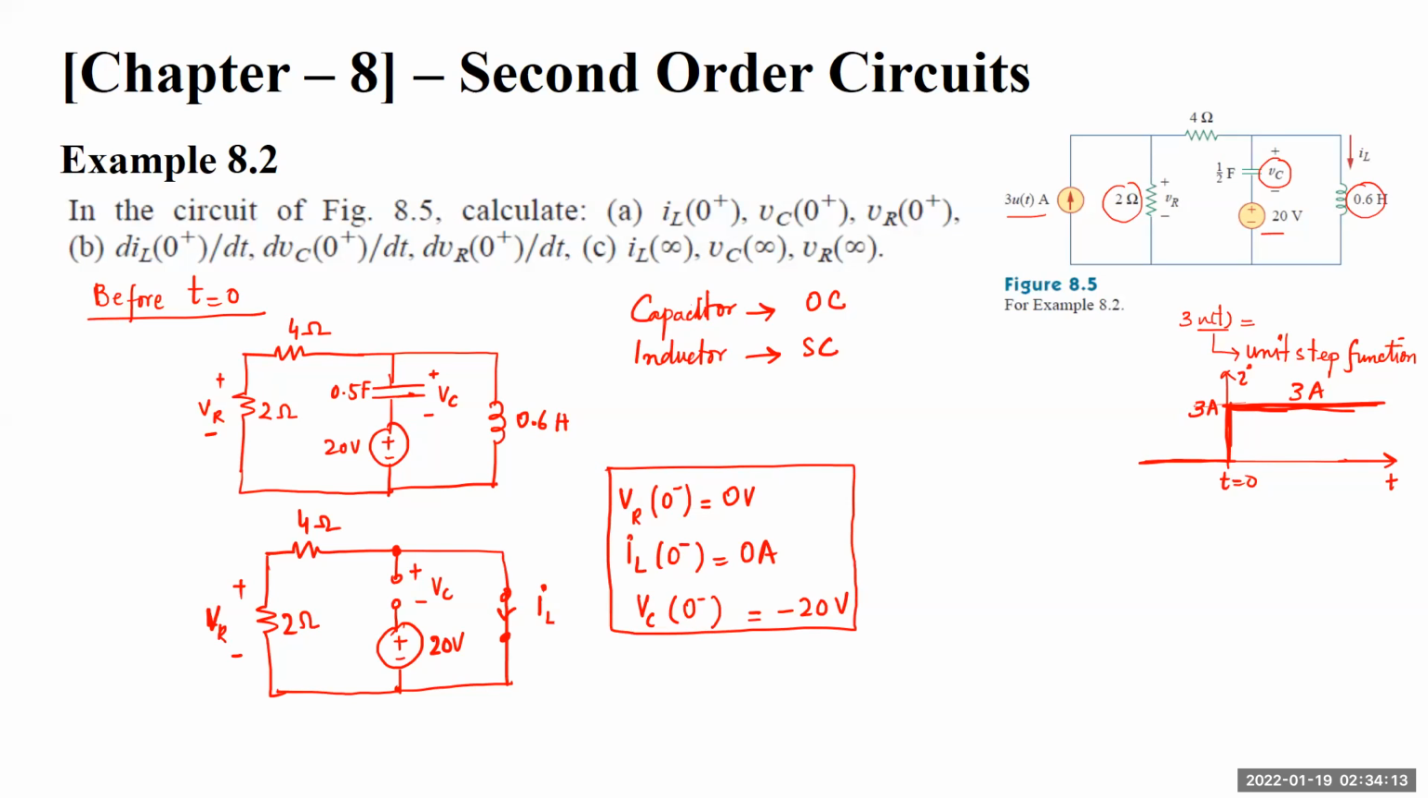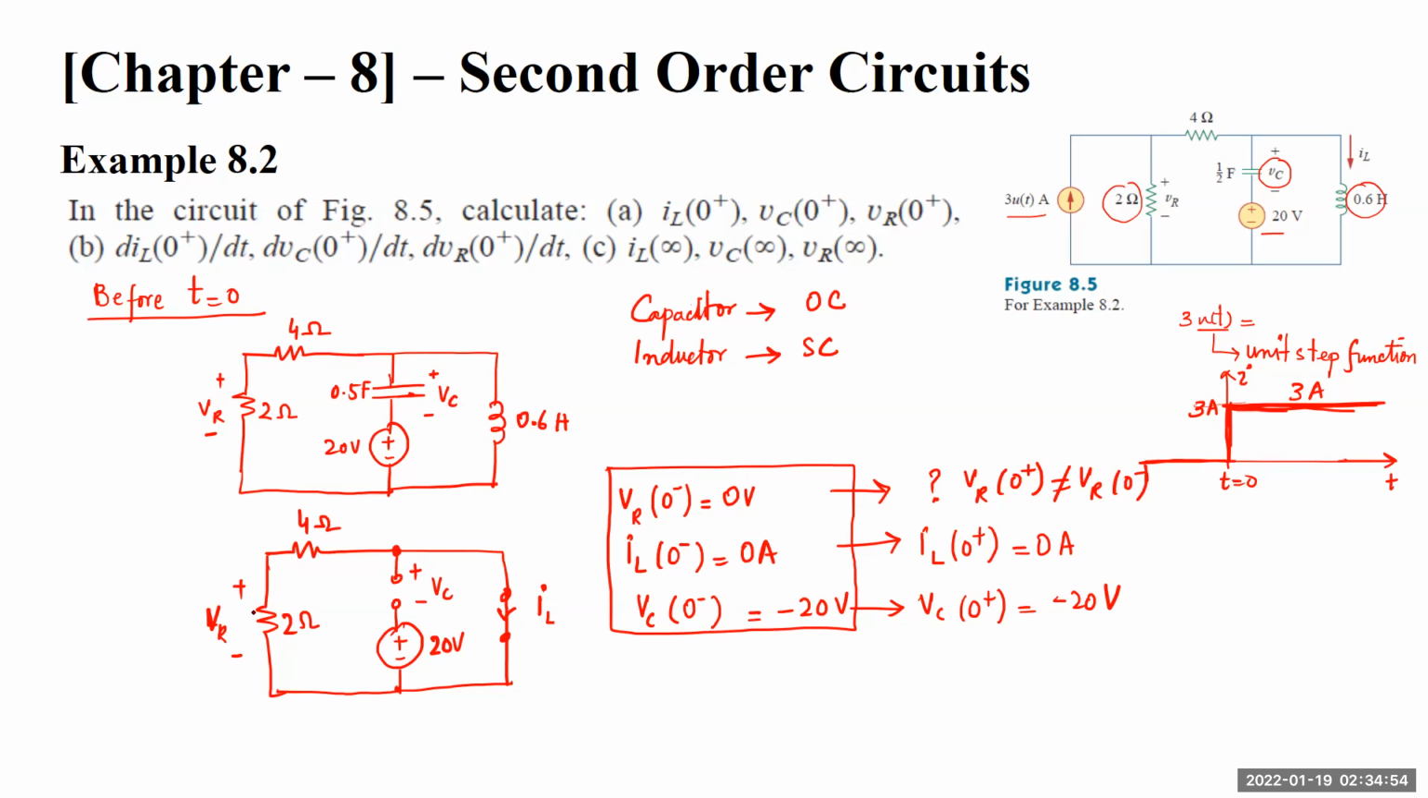From these initial values, we have to calculate these 4 values. We know that inductor current doesn't change instantaneously, so it remains 0 amperes. VC also doesn't change instantaneously, so it remains minus 20 volts. But what about the resistor? VR(0⁺) is not equal to VR(0⁻), because it will change instantaneously if there is any change in the circuit.